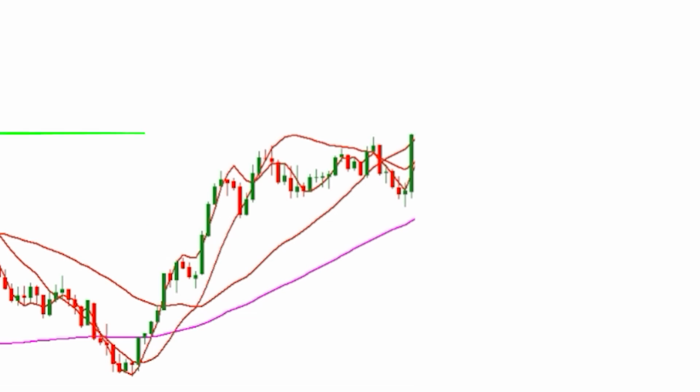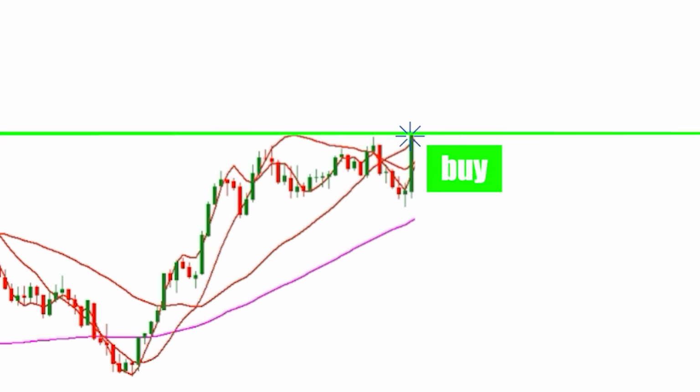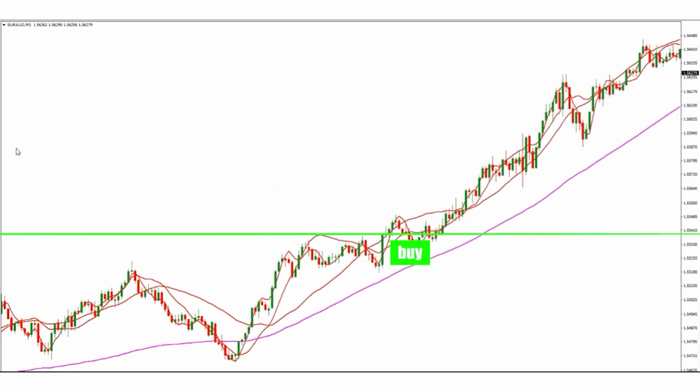We've identified this exact bar to enter from. We'll put in our buy order here. And as you can see, the market moved on up.